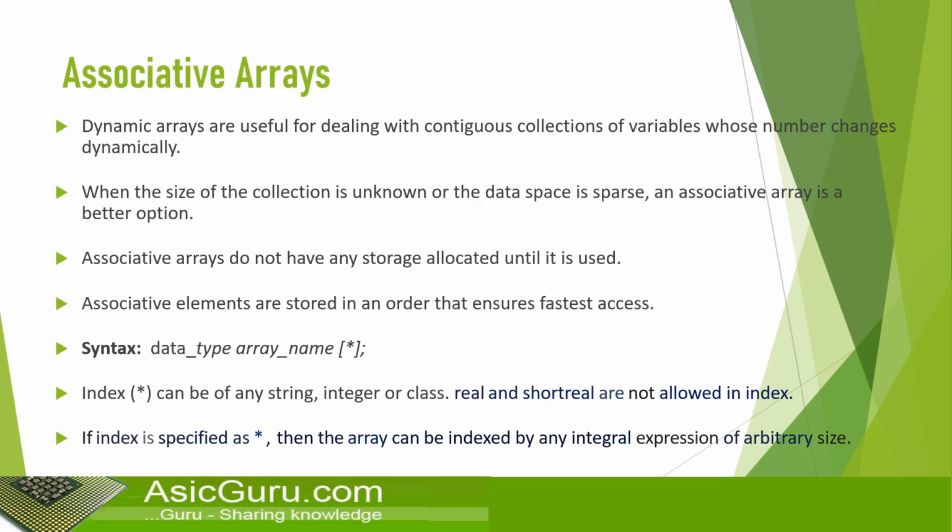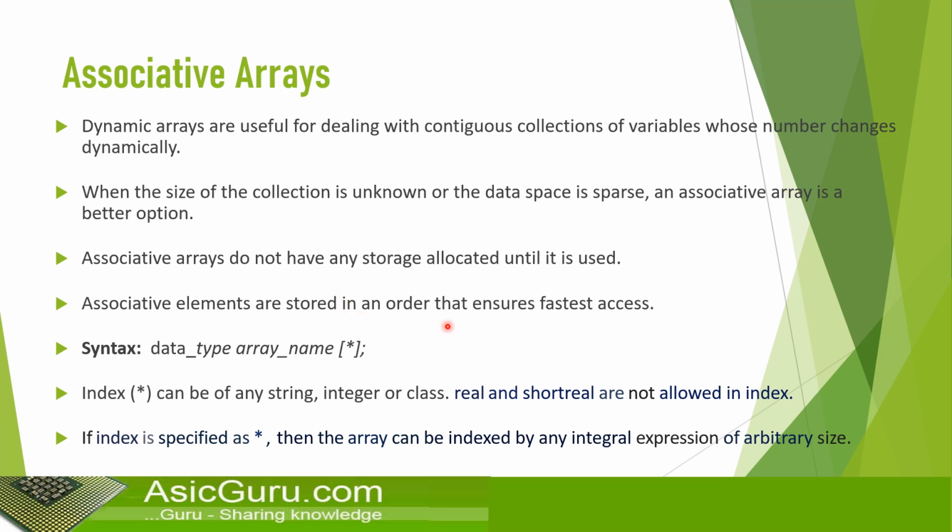So now let's move on to associative arrays in SystemVerilog. These are a step beyond dynamic arrays, and they offer unique advantages for handling sparse or unknown sized data collections. Firstly, dynamic arrays are great for contiguous collections where the number of elements changes dynamically. But when the size is unknown or the data is sparse, meaning many indices are unused, then associative arrays are the better fit. The main feature of associative arrays is that they do not allocate storage until an element is used. So this saves memory, especially for large sparse data sets.